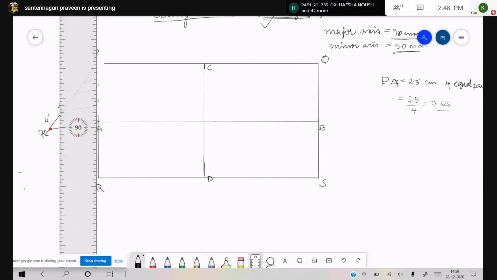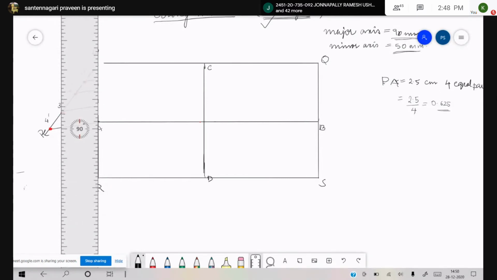Sir, should we take that line PX less than 45 degrees or more than 45 degrees? Less than 45 you take it. Okay, sir.